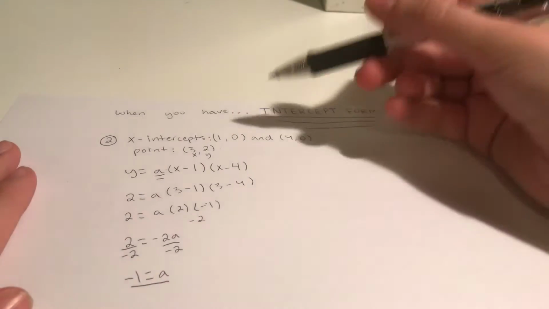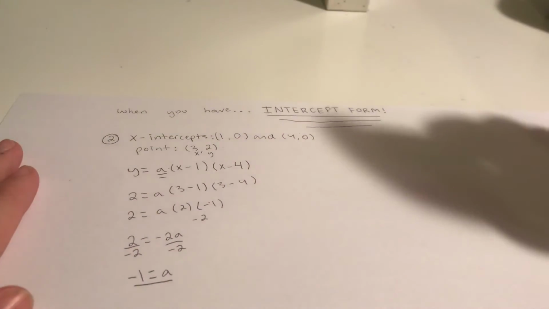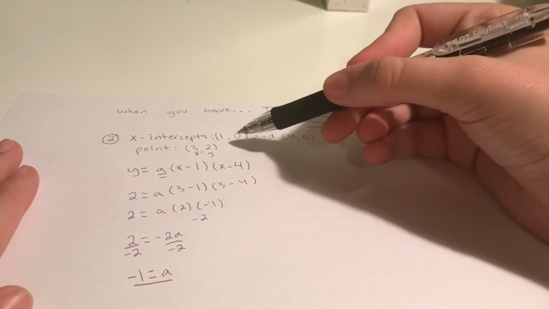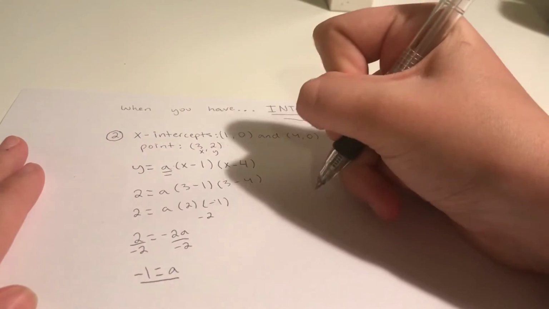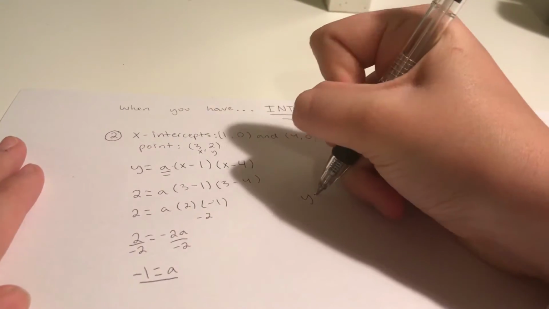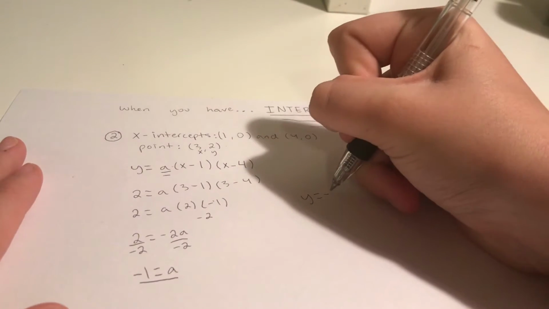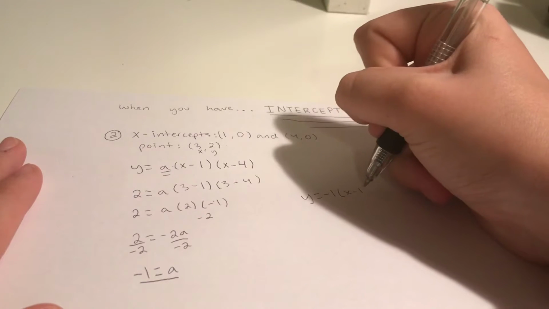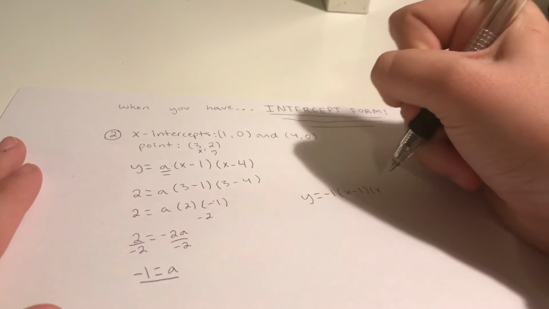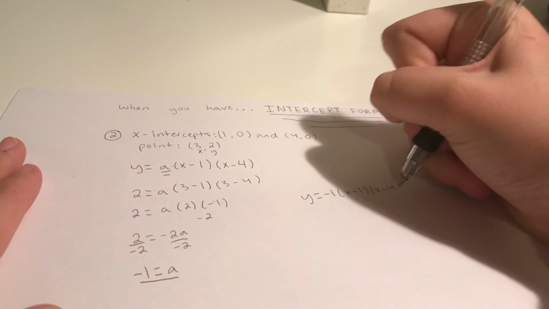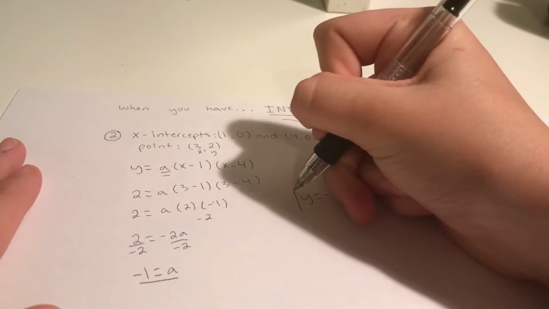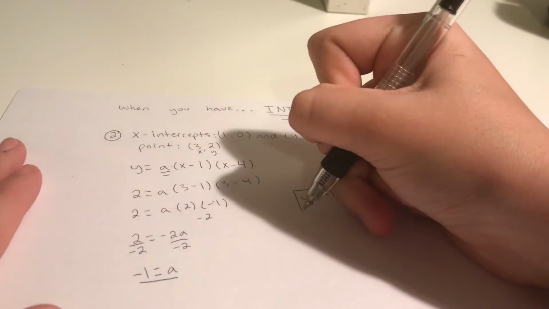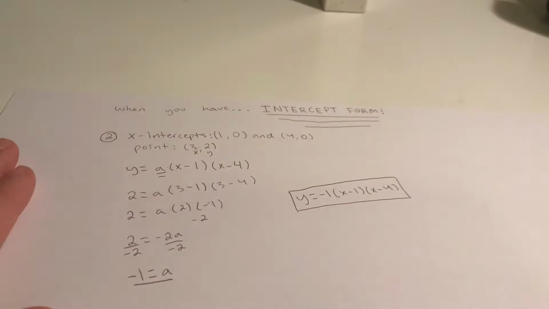Well, not all of it. You're going to disregard this point. Then you can plug your a value into your equation and get your final answer. So you have y equals -1, which is your a, times x minus 1 and x minus 4. And this is your final answer. There you go.